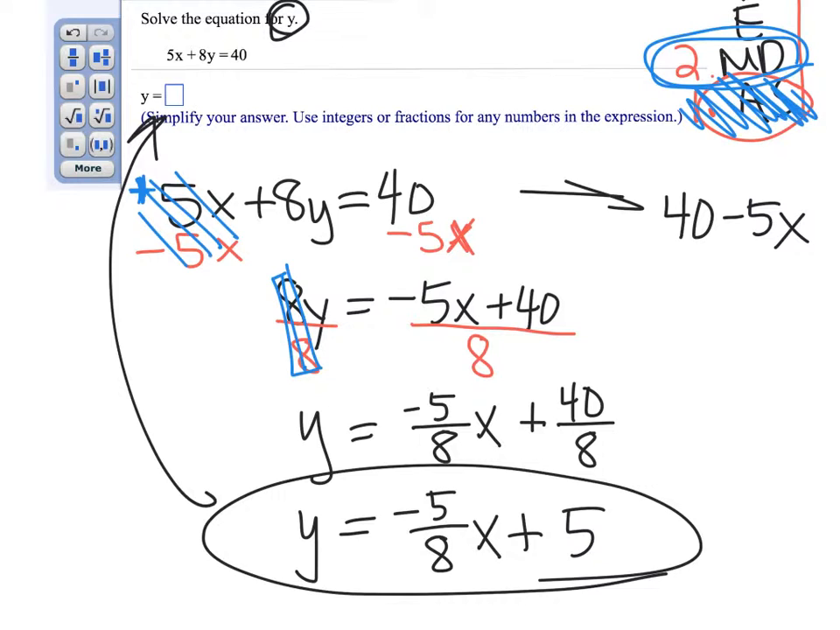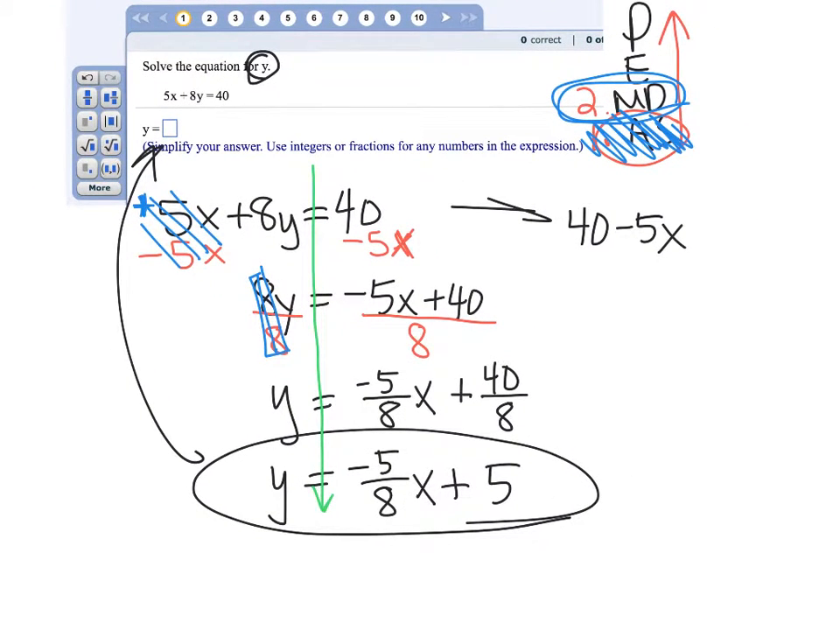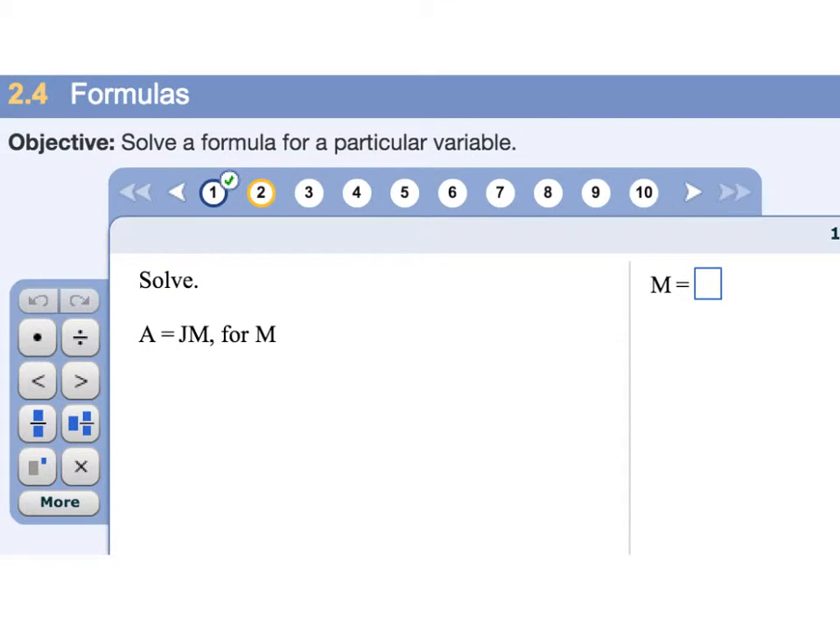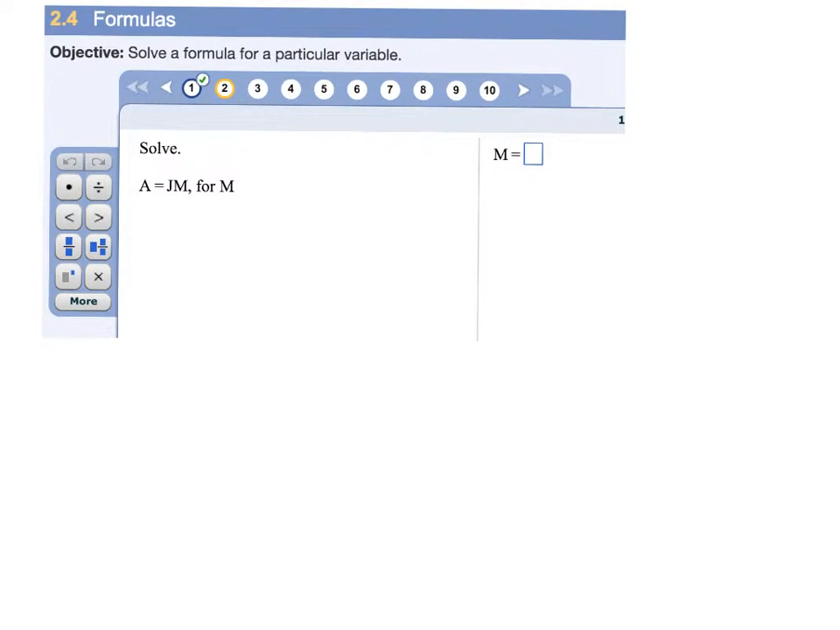Something I want to point out, the importance of lining up those equal signs and how everything is done step by step at a time, and all the while you're lining up your equal signs so that it looks nice and organized and pretty. All right, now here we're being asked to solve for m.